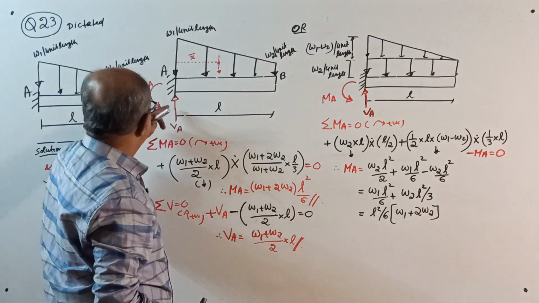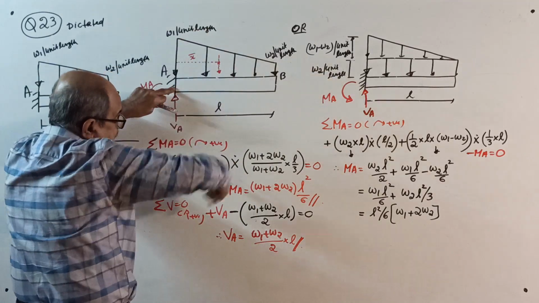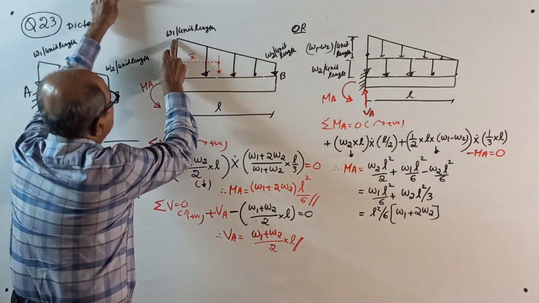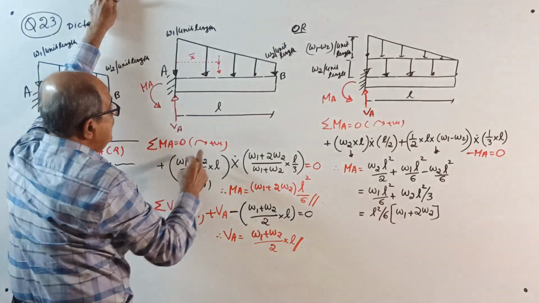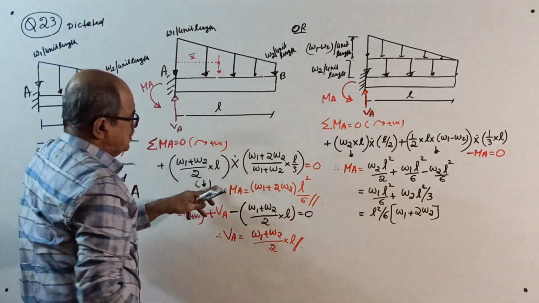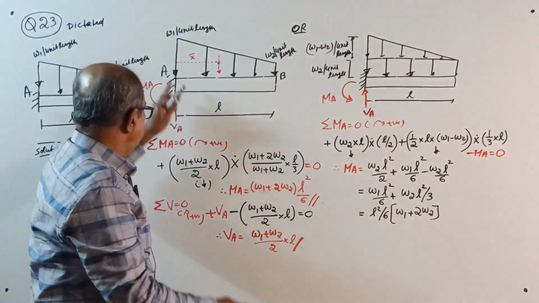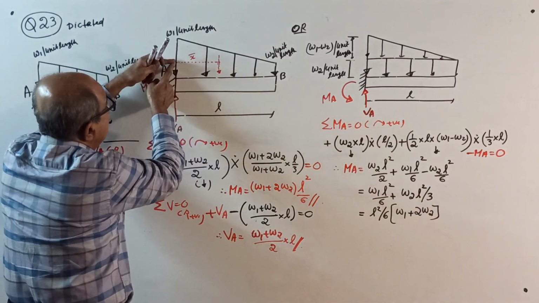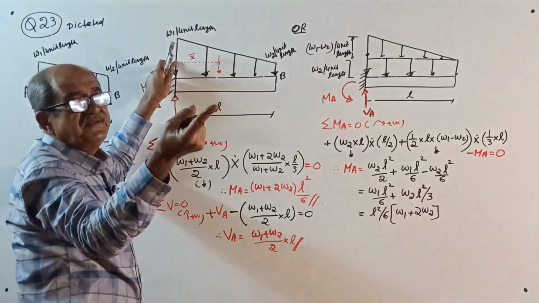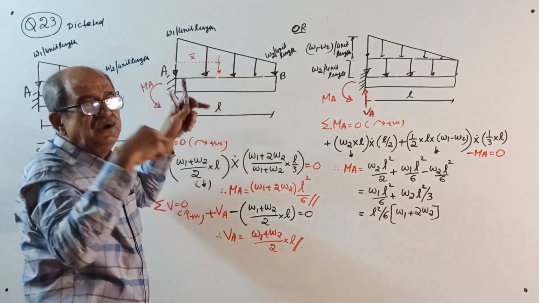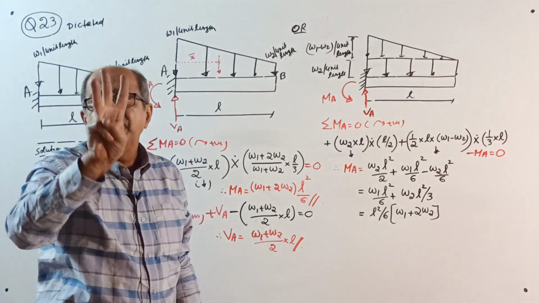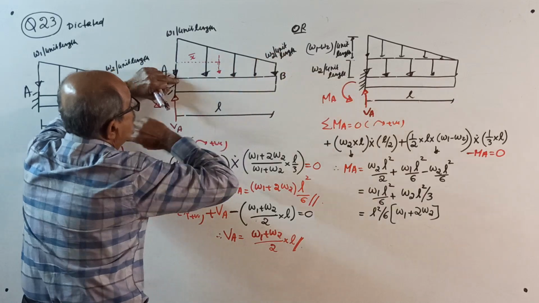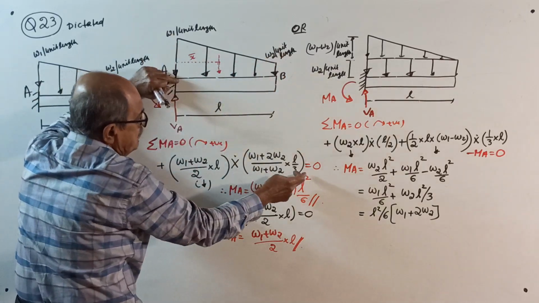Now see, start. Sigma M about A equal to 0, clockwise positive, plus total load. Total load is the area of the trapezium: sum of the two parallel sides, W1 plus W2, divided by 2, into the distance between the parallel sides, L. This is told many times earlier. This total load is multiplied by the distance from here to the centroid, which is this side plus twice that side, divided by this side plus that side, into the distance between the two parallel sides divided by 3. So the total load into this distance is W1 plus 2W2 divided by W1 plus W2, into L divided by 3, equal to 0.